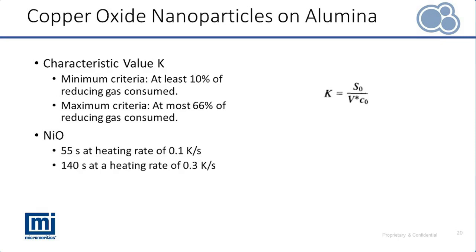At least 10% of the reducing hydrogen gas is consumed, and at most 66% of reducing gas is consumed. These considerations will allow the determination of the range of reducible species under specific analysis conditions to get the K values. A characteristic K value determined for nickel oxide was 55 seconds at a heating rate of 0.1 Kelvin per second and 140 seconds at a heating rate of 0.3 Kelvin per second.